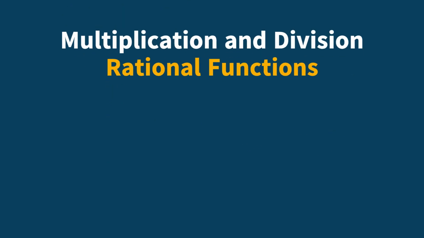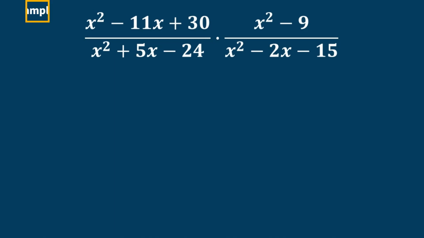Multiplication and division of rational functions made easy. Example number 1. We want to multiply these two rational functions here. So step 1 is to factor these. If you need help factoring trinomials, click on this link. I made a video on it.